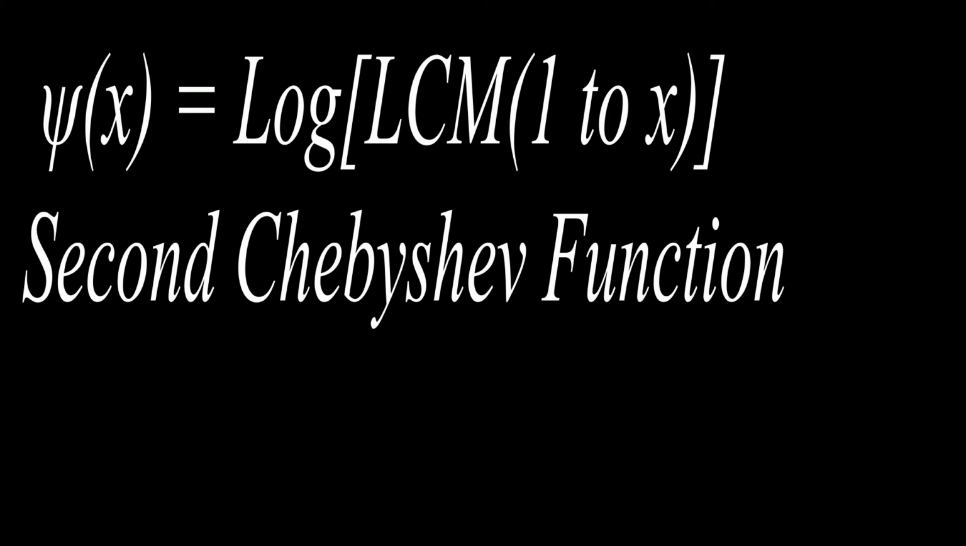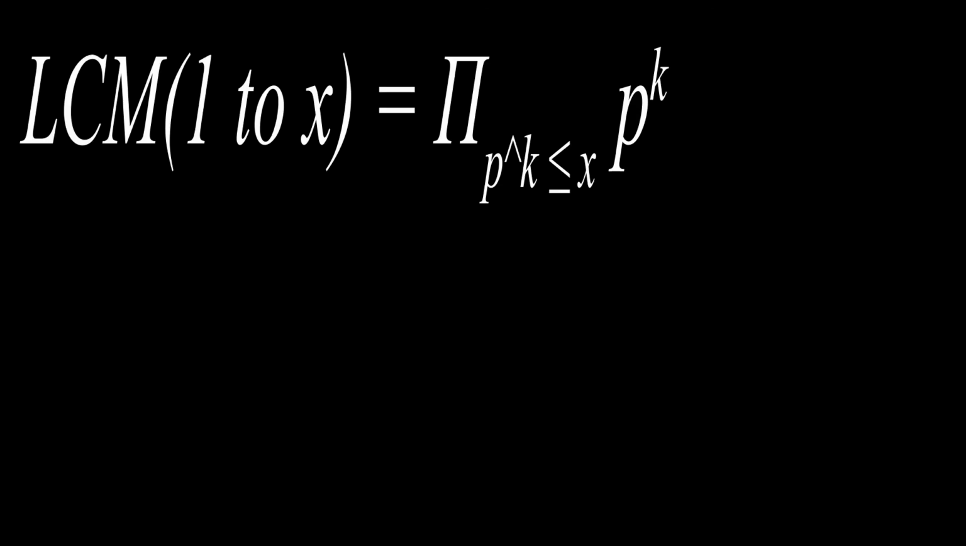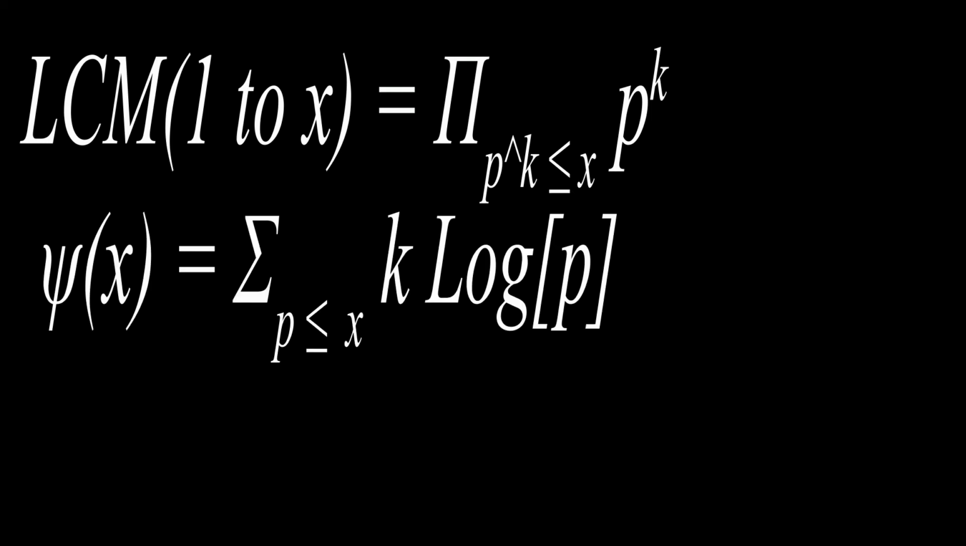In this video, we'll talk about how psi reveals the distribution of prime powers and how this mega number plays a role in bounding psi. The least common multiple up to x is equal to the product of p raised to the k, where p is prime and p raised to the k is less than x. In psi notation, that would be psi of x equals the sum of k times the log of p, where p is prime and k is the maximum exponent. K is sometimes called the p-adic valuation.